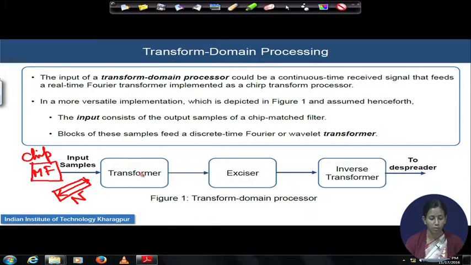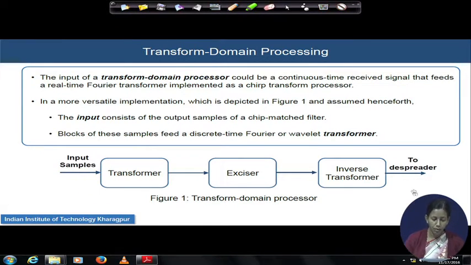Remember, the transformer changes the domain of the incoming signal. The exciser is fundamentally the block that helps us reject or suppress the interference in the transformed domain, and once the interference suppression is done, the inverse transformer brings the samples back to the original domain. What the design target for the transformer is, we will see in the next slide.